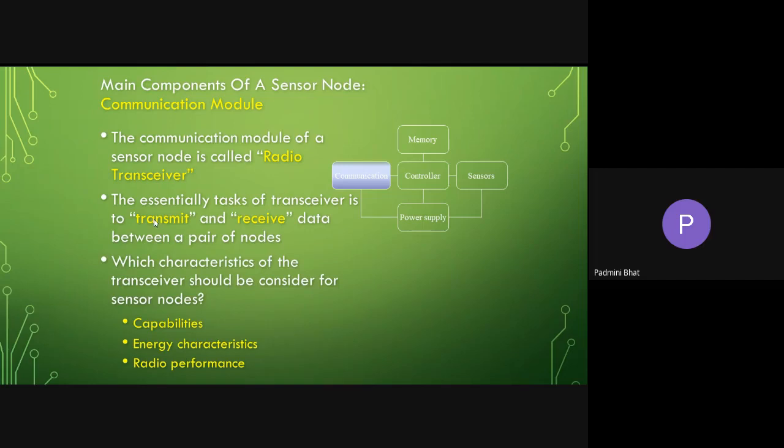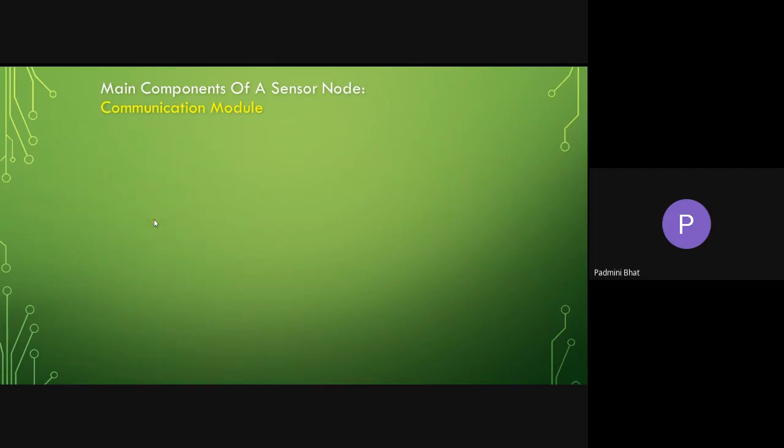Okay, characteristics of the transceiver should be considered for sensor nodes. Its capability has to be considered, energy characteristics have to be considered, and radio performance, that is, how this communication module works, which band, which frequency it is operating at. That is very important, because based on that you're going to do your modulation, encoding, and so on. So the radio performance of the communication module is important.